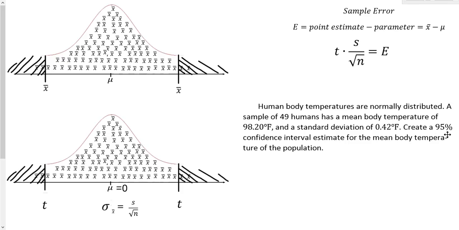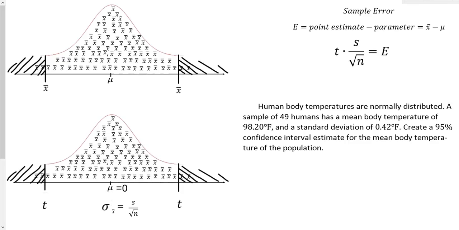I want to create a 95% confidence level for human body temperatures in this example. So I'm saying human body temperatures are normally distributed, so they have this bell shape. A sample of 49 human body temperatures has a mean of 98.2 and a standard deviation of 0.42 degrees Fahrenheit. I need to create a 95% confidence interval for the mean here.